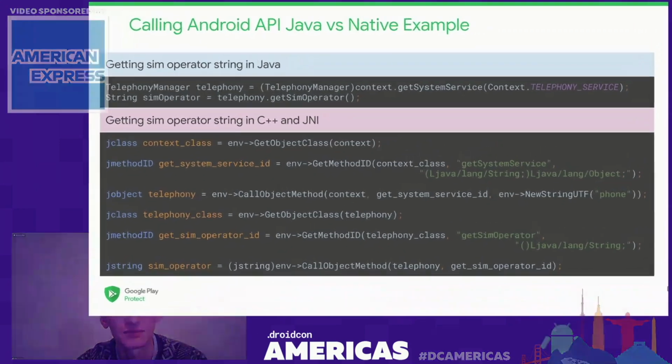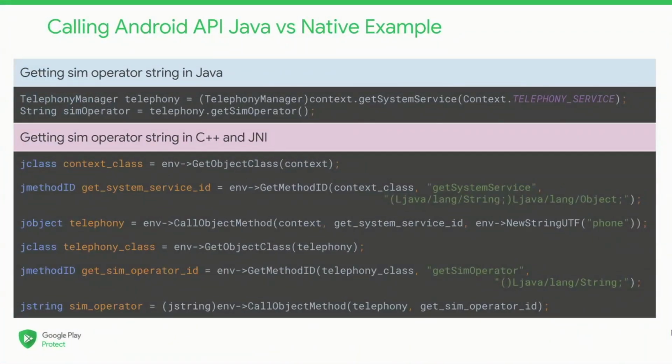Calling back from C or C++ to Java, you can use the JNI environment object to do something similar to reflection, where you're getting classes and methods and things by name, and then you can execute them. So there are some examples here of getting the system service for the phone and then getting the SIM operator from that. It's much more verbose than if you were just to do it straight in Java. But if you need to use that in the native code, it can be useful. And if you're trying to hide what you're doing, it makes it a lot harder to read.